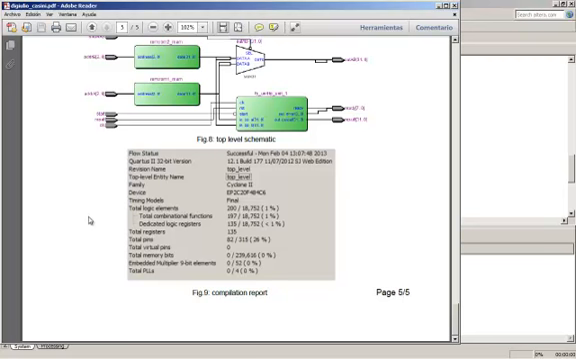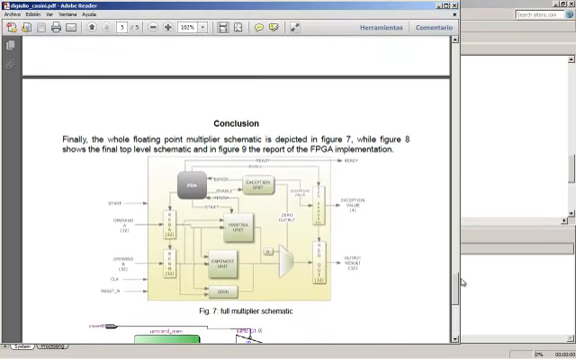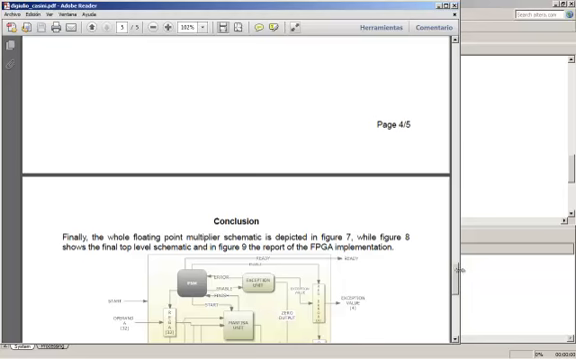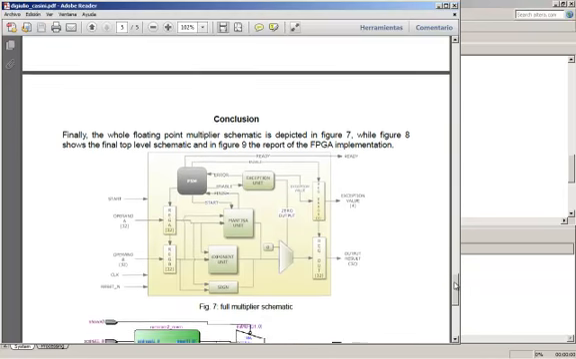Another important thing, these are the results for our design. We can see that for this FPGA we consume only about 1% of the total logic elements, and also 135 registers, so it's nothing for this FPGA. Now I will show you how this project works.